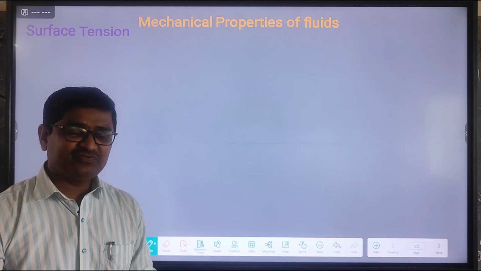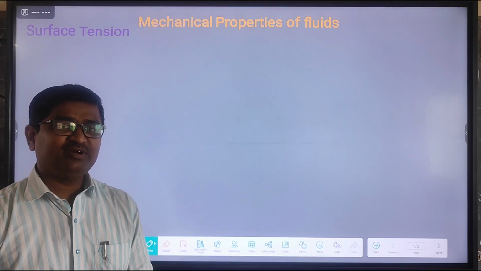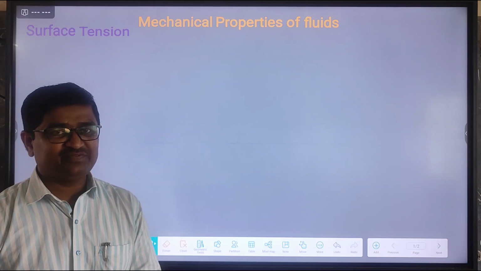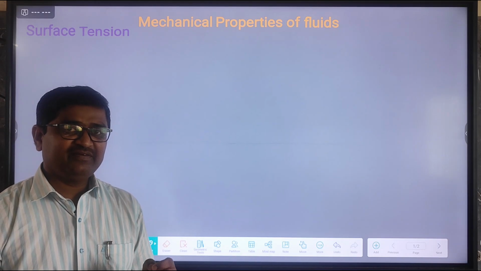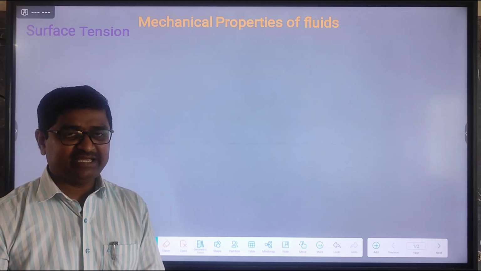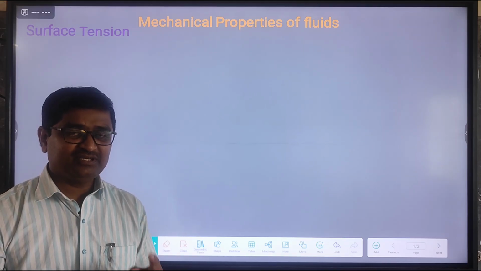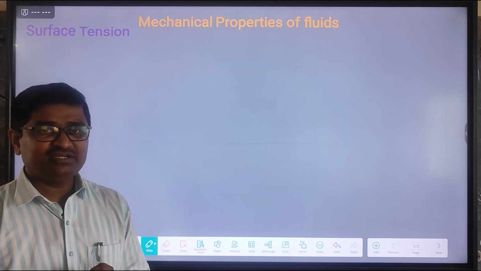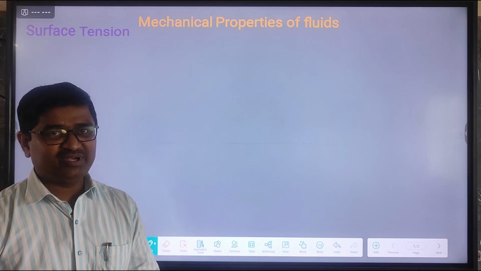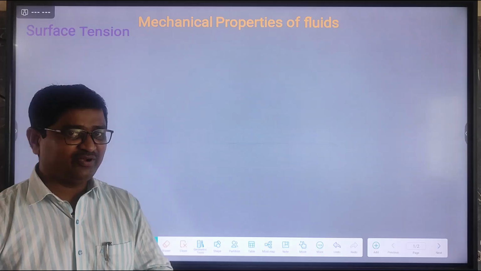Now in the previous lecture we discussed a very important concept, that is the definition of surface tension and the definition of surface energy. Let us recall them. What is surface tension? The tangential force acting per unit length. And what is surface energy? The potential energy per unit area, that is work per unit area also.